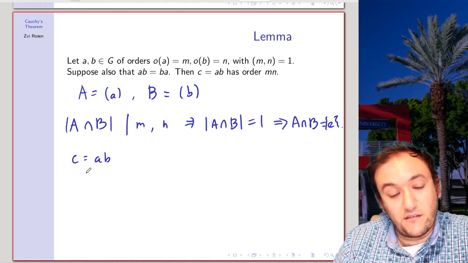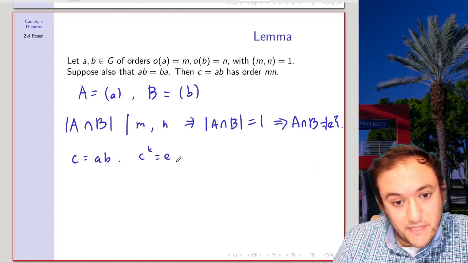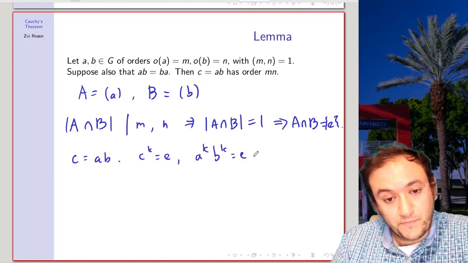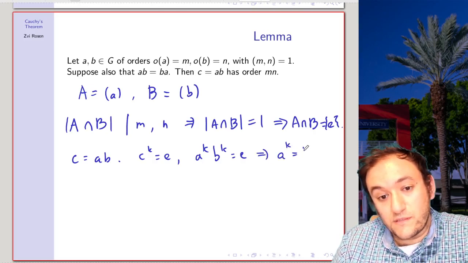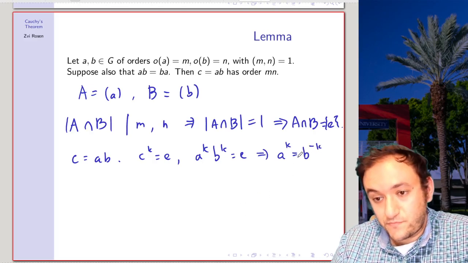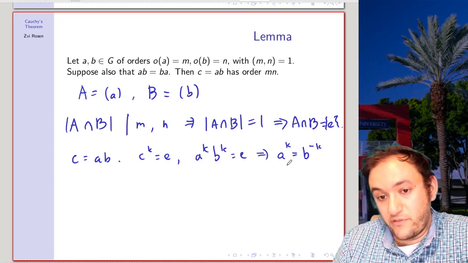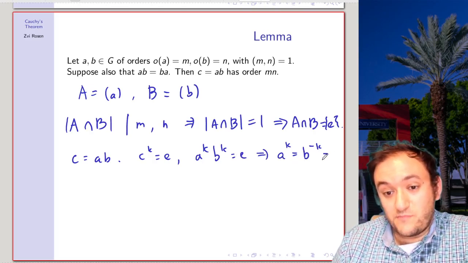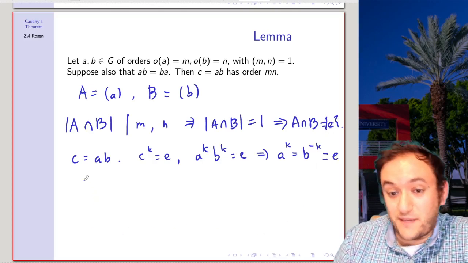And suppose that c to the k equals the identity, that means that a to the k b to the k equals the identity because, as we recall, the elements commute. That means that a to the k equals b to the minus k. And this means that because the left-hand side is in A and the right-hand side is in B, these both must be equal to the identity because that's the only element that's both in A and in B.